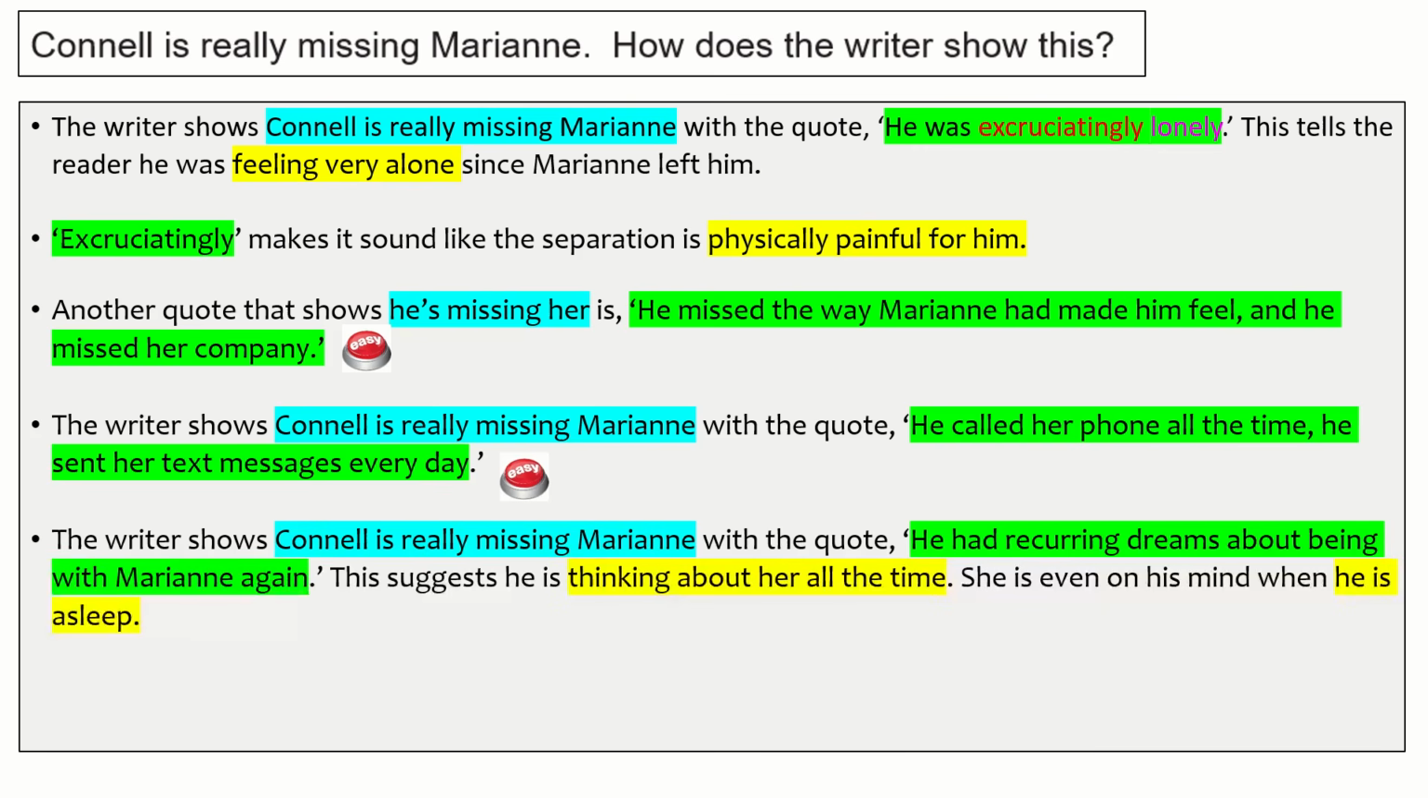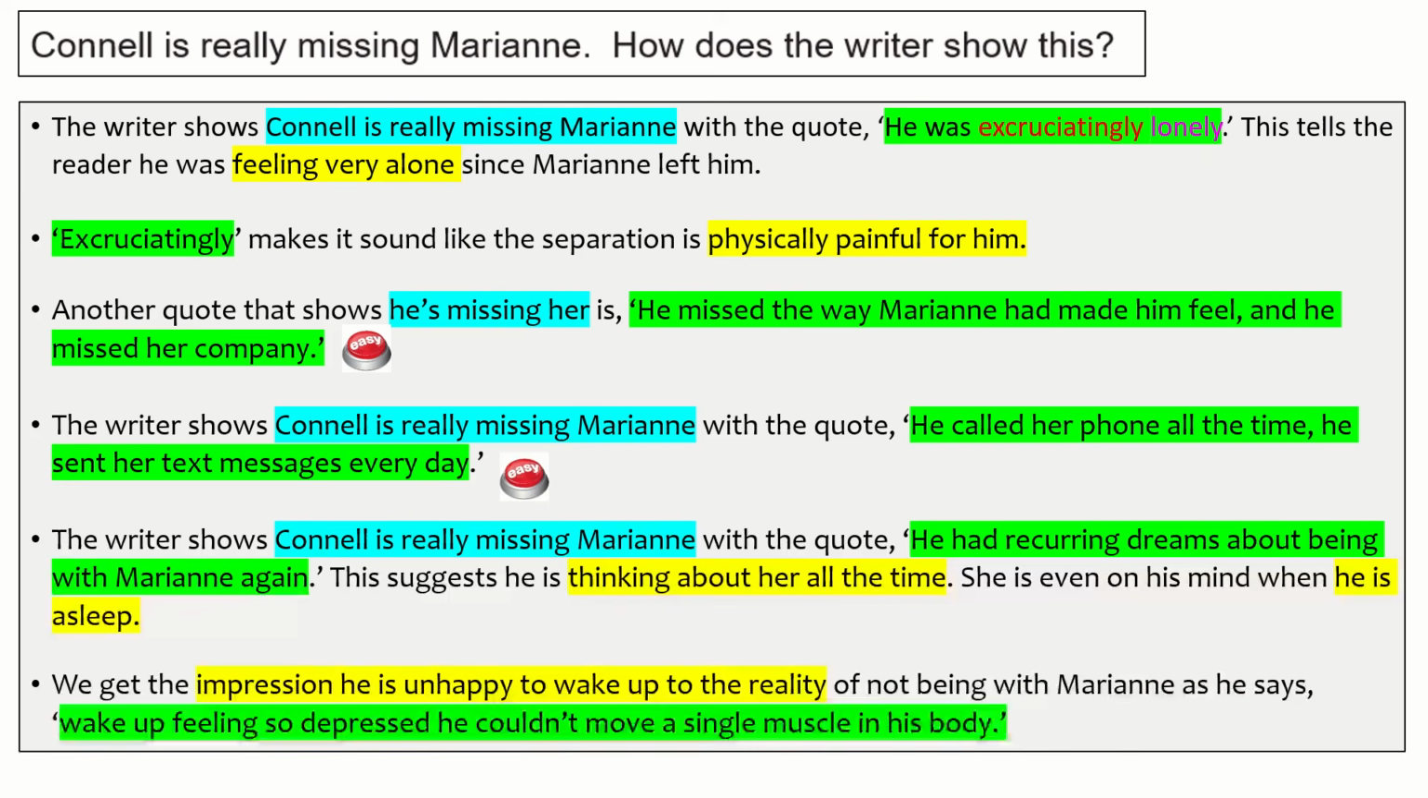The writer shows Connell's missing Marianne with he had recurring dreams about being with Marianne again. So I've zoomed into the word recurring. Why has the writer used it? This suggests he's thinking about her all the time. She's even on his mind when he's asleep. So if I'd write that again, I'd say recurring means it keeps happening.